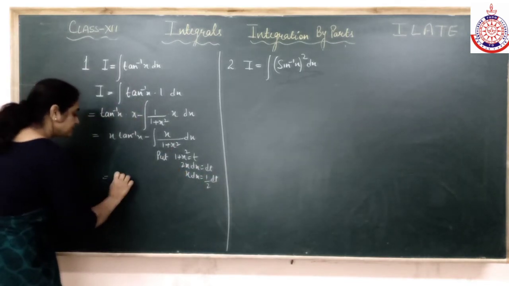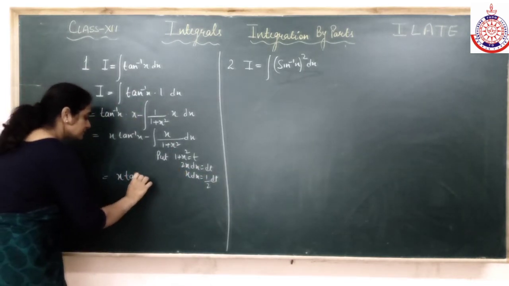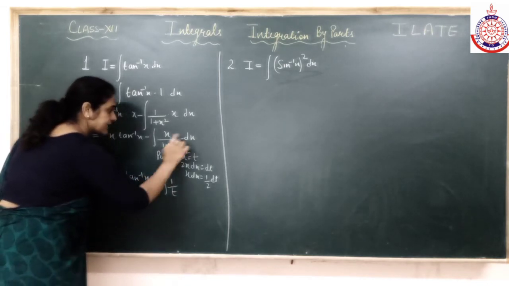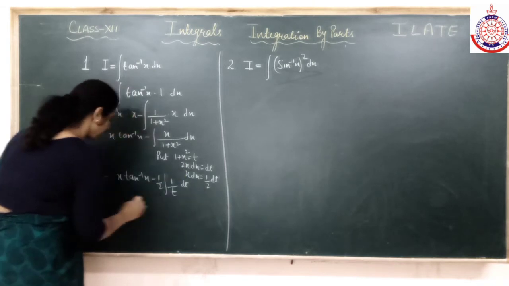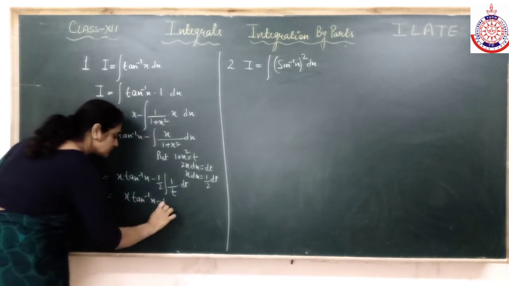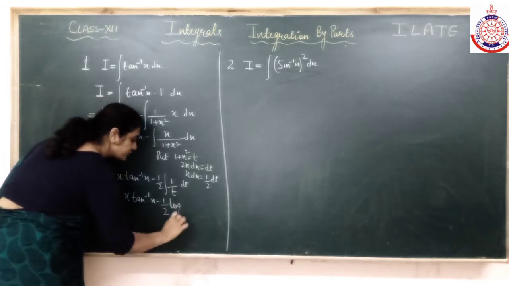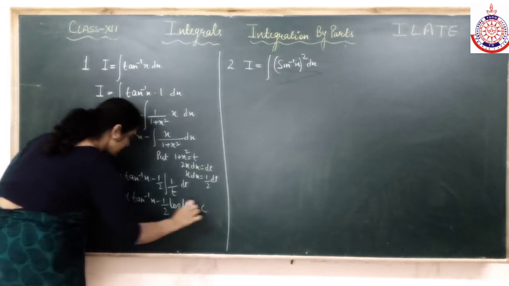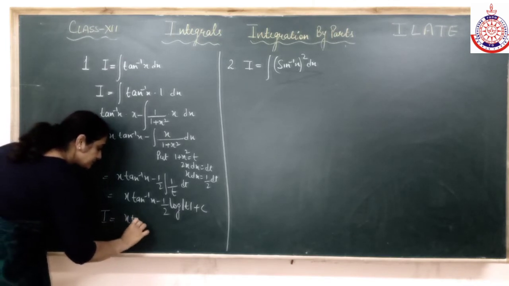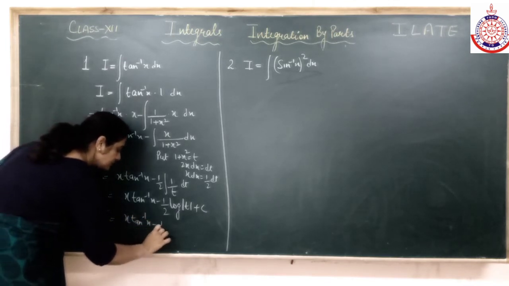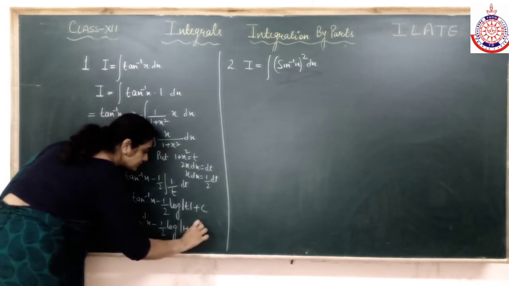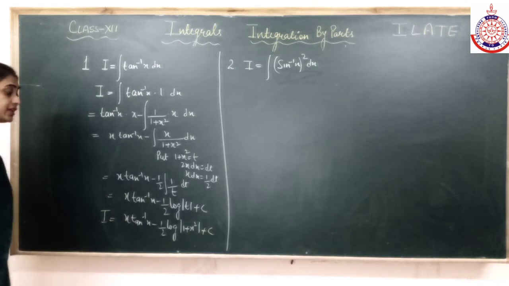So 1 by 2 out, 1 by t. x dx is half dt. Put the value. Log of t plus c. Substitute the value of t again. Log of 1 plus x square. So that's the integration of tan inverse.